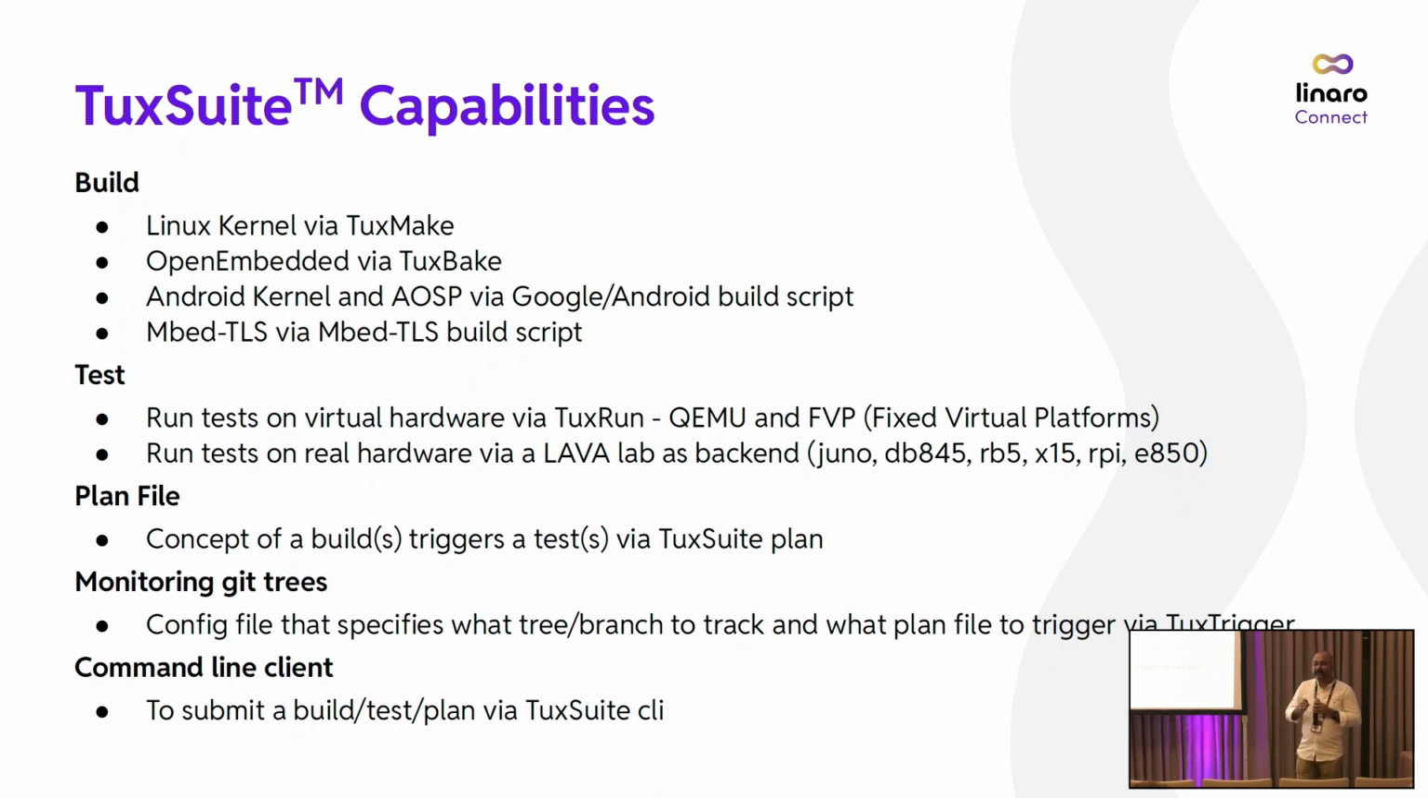So it will monitor these Git trees and automatically trigger builds in our build systems in order to produce the different artifacts you require with the help of a plan file. And then the last is TuxSuite client. So TuxSuite CLI is the interface to each of these services which we are talking about.